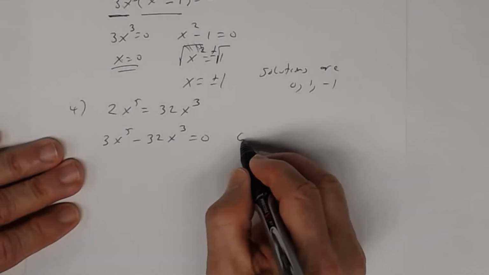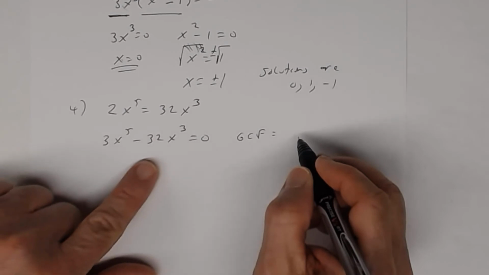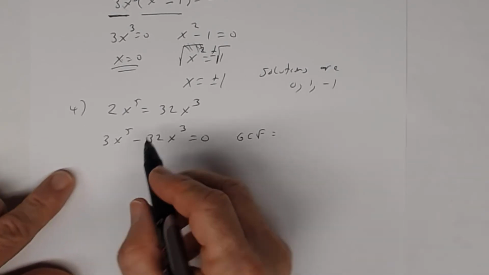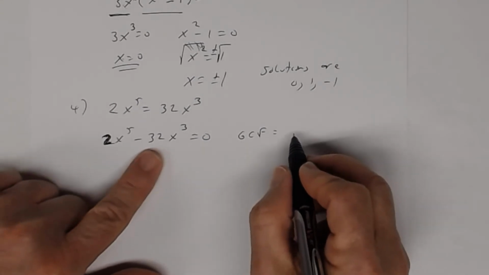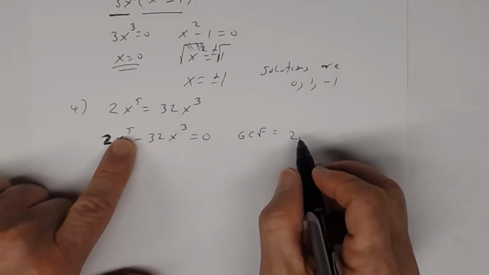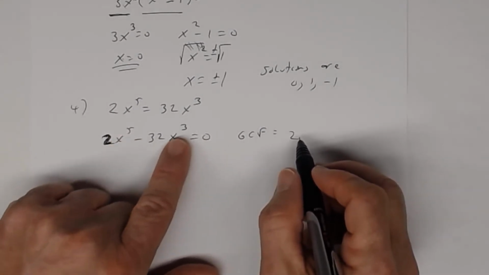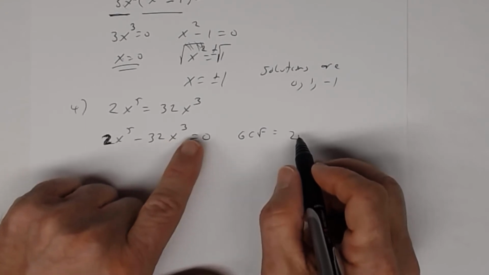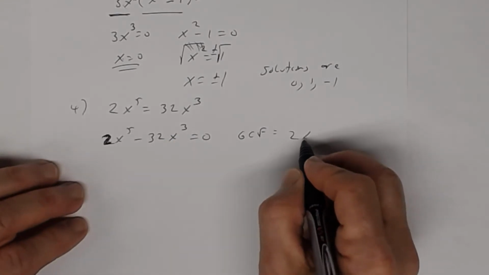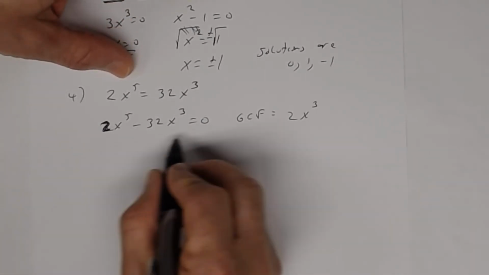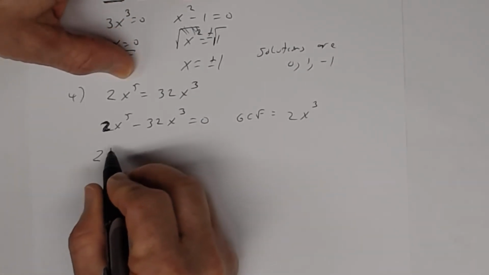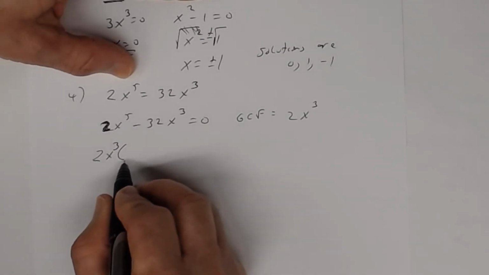And now we find the GCF. The GCF is 2, and then you have 5 factors of x, 3 factors of x. So I need how many? Well, the smallest amount, 3. So there's your GCF. The next step is to factor out the GCF. You're going to write it as a product.